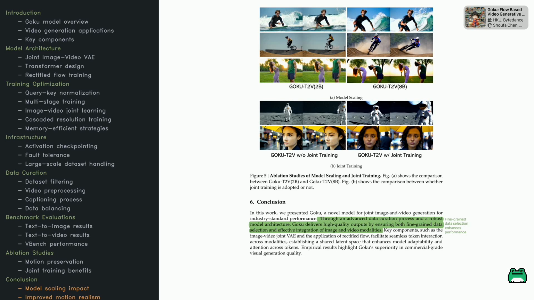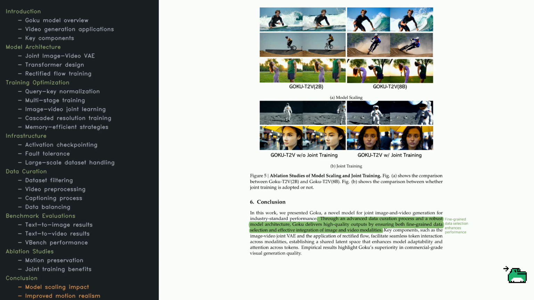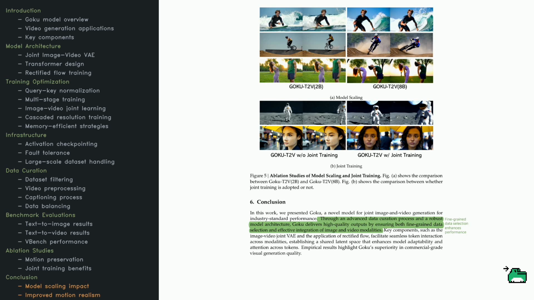Goku-T2V's performance gets a serious boost when you scale it up and apply joint training. If you look at Figure 5, you'll see two key experiments. First, model scaling, the difference between using 2B versus 8B parameters. The larger model creates much sharper, more coherent video frames that capture motion fluidity and object details far better than the smaller version. If you compare the surfer, cyclist, and interaction scenes, you can see how the 8B model produces cleaner and more consistent outputs.